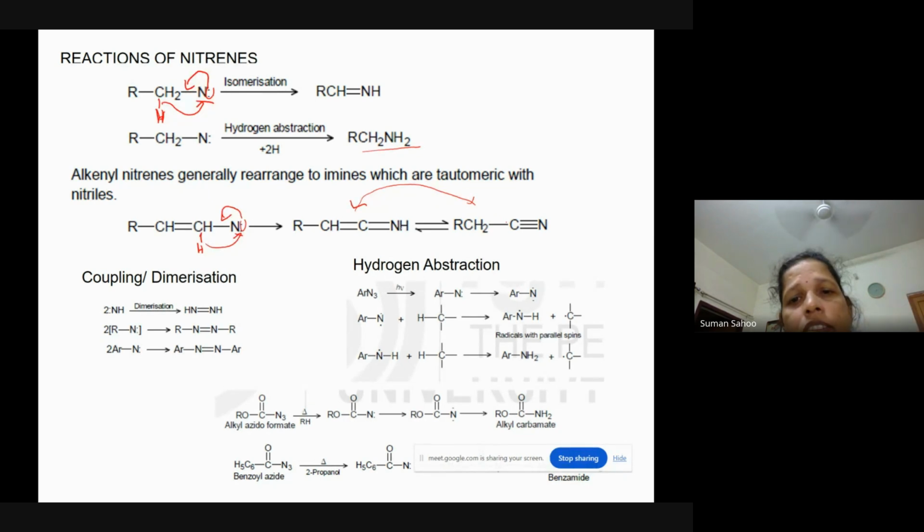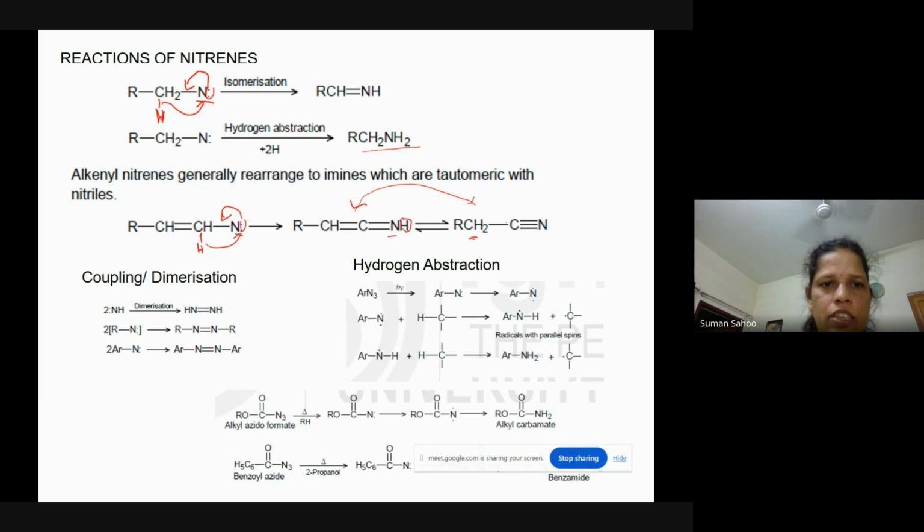Actually, here only the position of hydrogen is changed. Previously it was with nitrogen and here it is with your carbon. So that is known as your tautomerism. So they are always in equilibrium with each other, like your keto-enol tautomerism. You can either remain in your keto form or enol form.